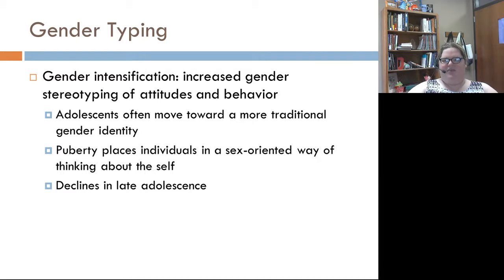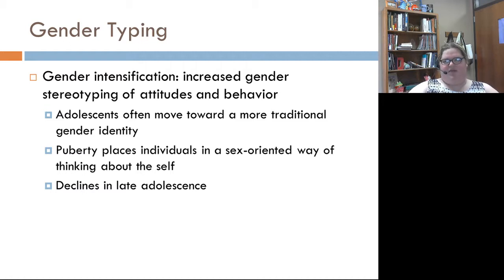And typically during this period, adolescents move towards a more traditional gender identity. When I say more traditional, I mean cisgender and definitely more binary. And that's because of this intensification. We force things to be gendered, we force people to conform to gender. And in puberty, we start to think of ourselves in a sex-oriented way, because all of these sexual changes are happening to us. And so we have a hard time disconnecting our gender, our social identification with roles and behaviors, from the changes that are occurring to our body.